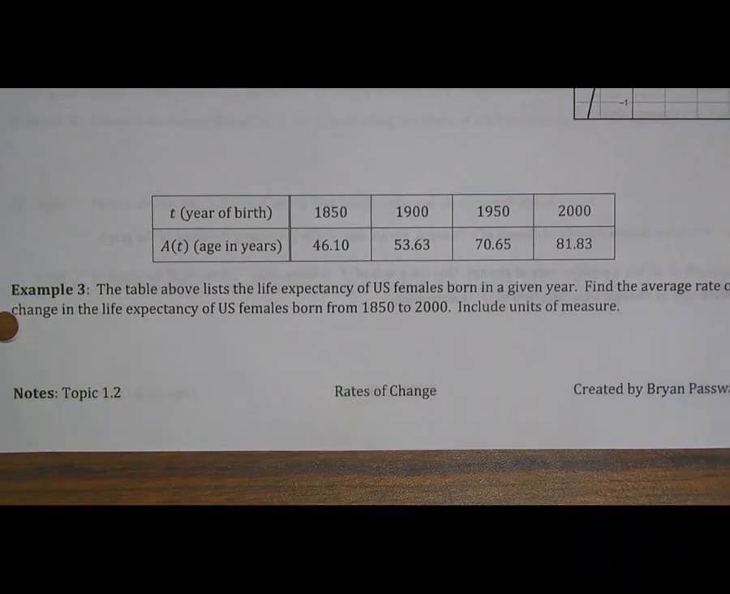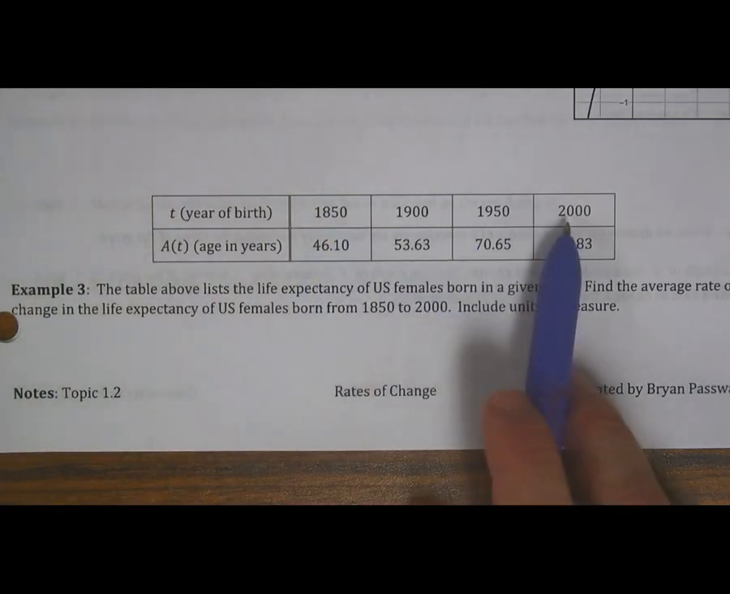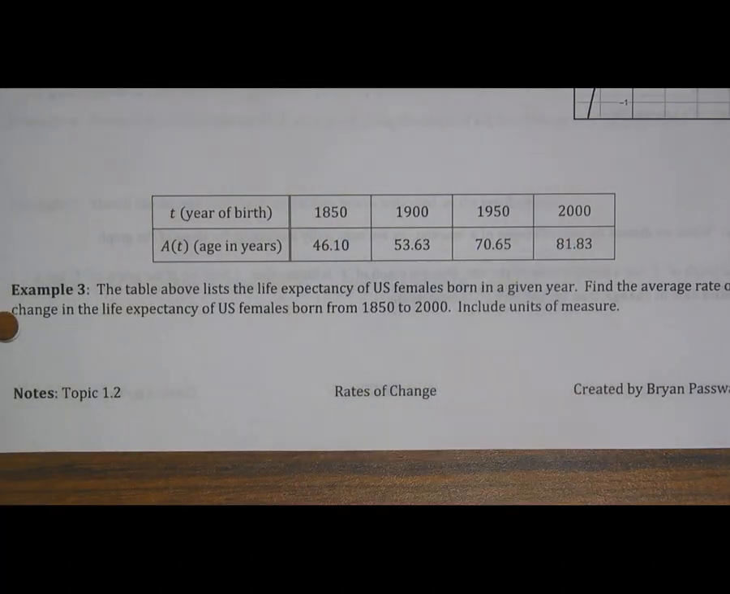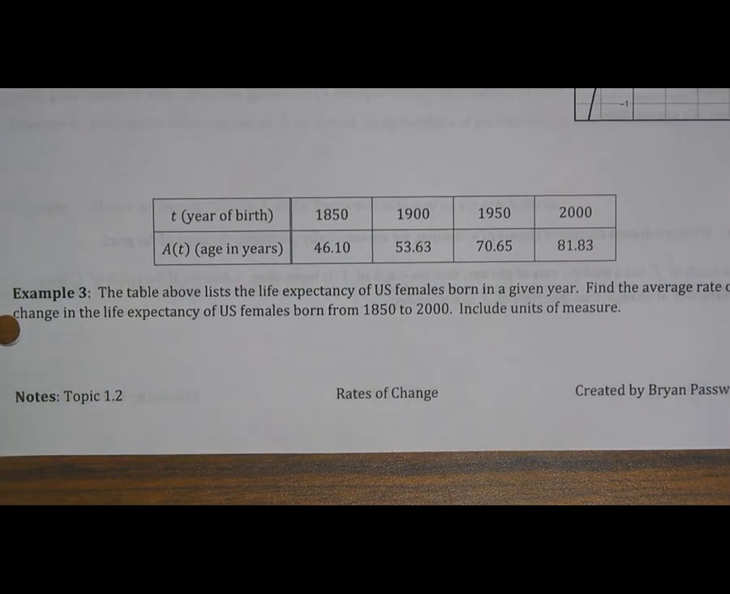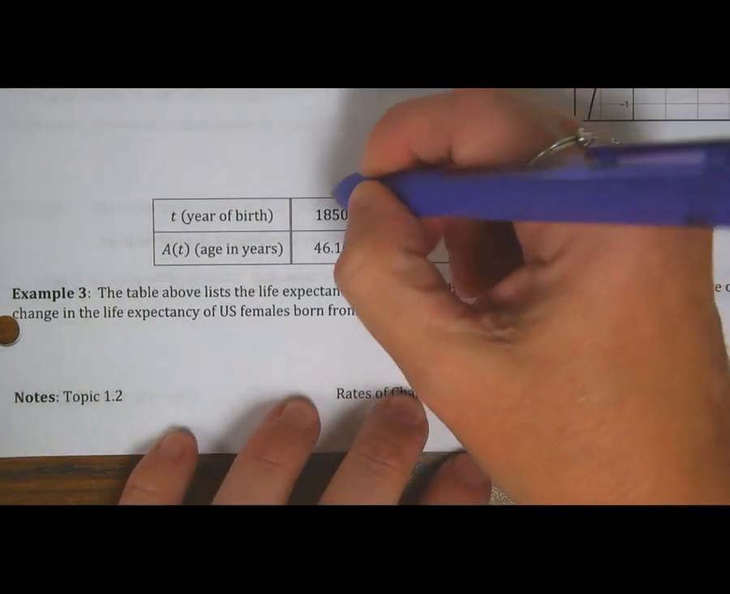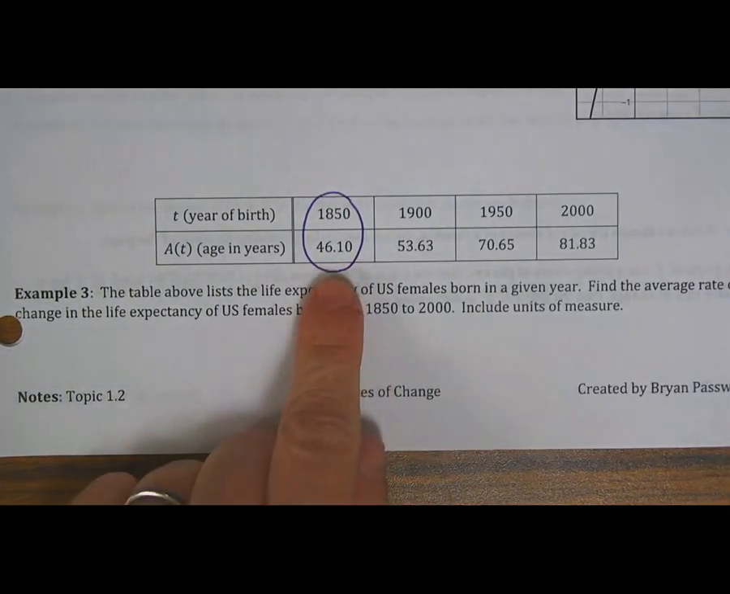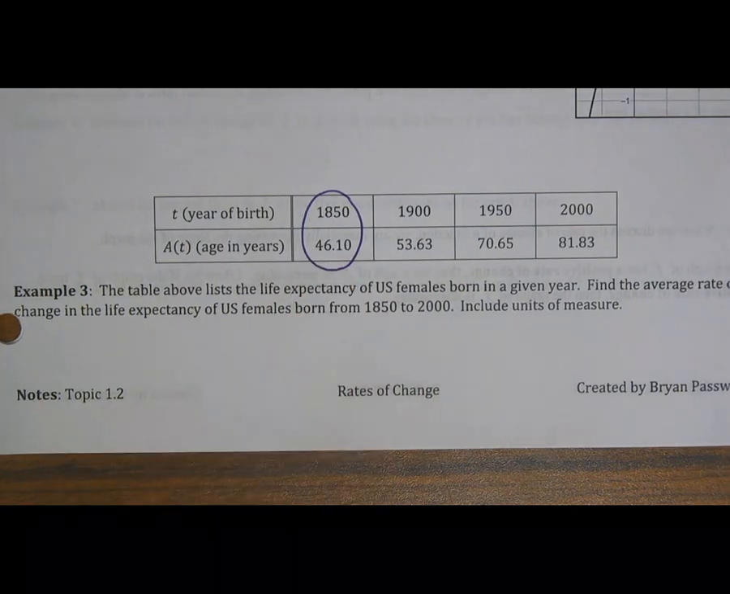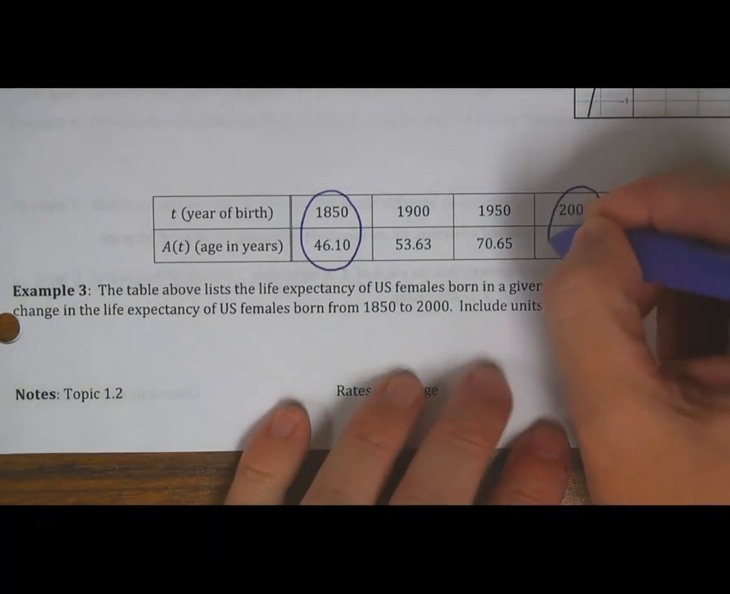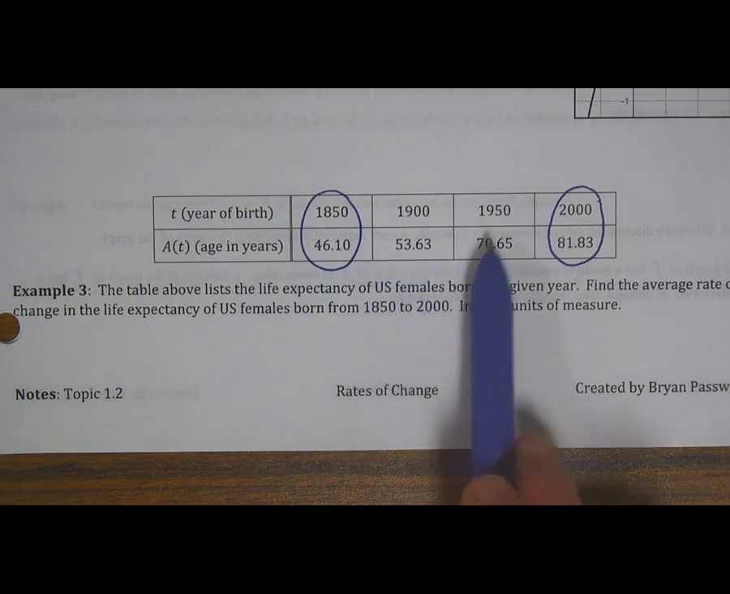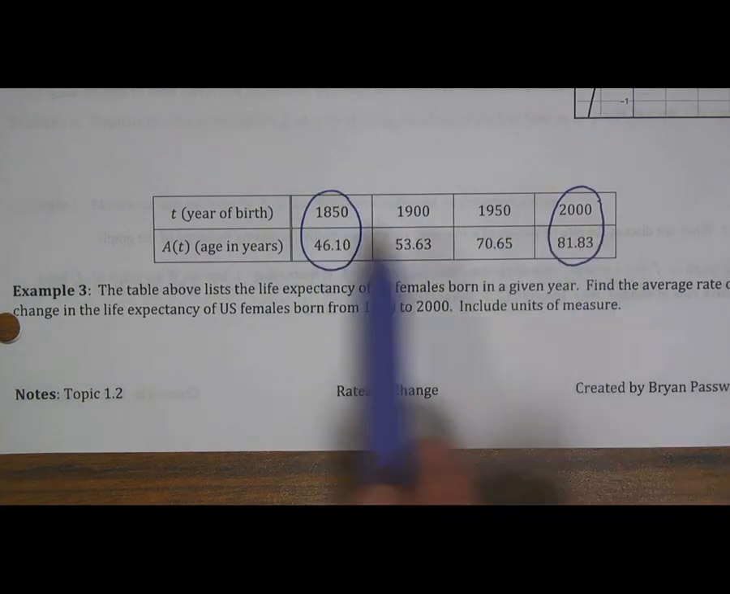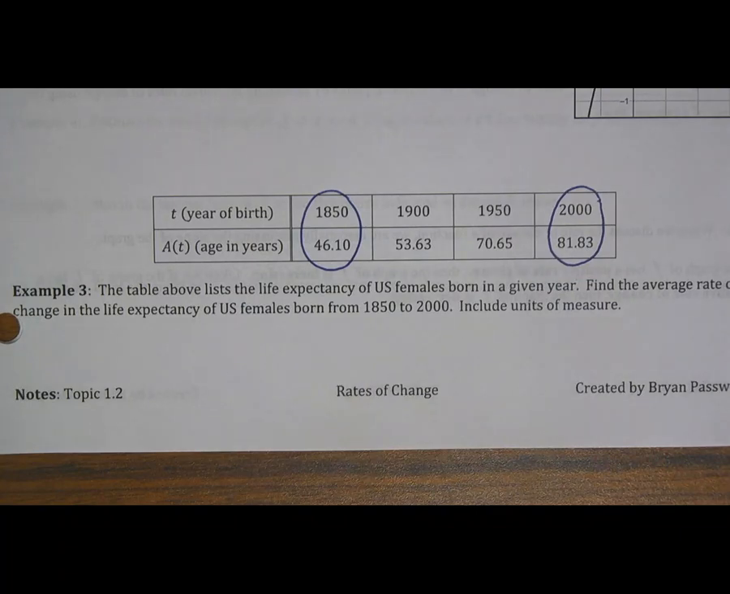The table above lists the life expectancy of U.S. females born in a given year. So you've got the year and the average life expectancy. Find the average rate of change in the life expectancy of U.S. females born from 1850, think of that as an ordered pair, to 2000. Think of that as an ordered pair. So we want to know, on average, what's happening to the life expectancy as the years go by from 1850 all the way to the year 2000.